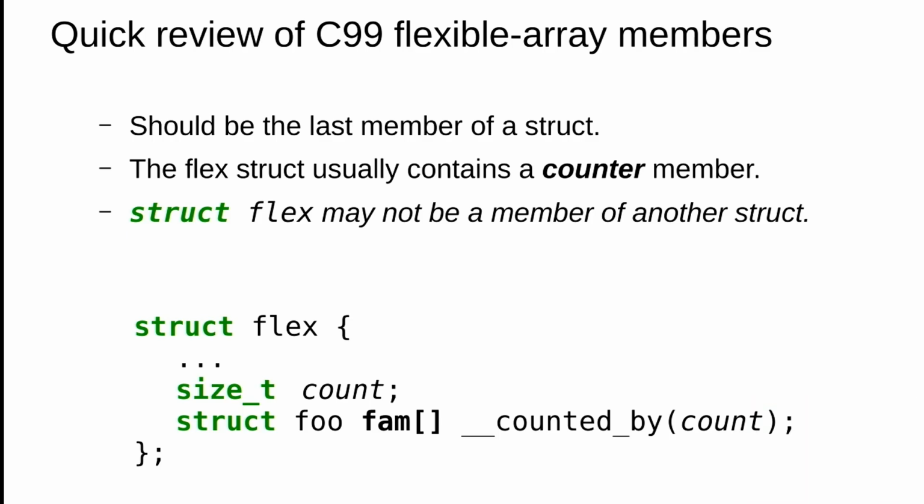Lastly, in Clang 18, which is the latest version of Clang, a new attribute was released, the counted_by attribute. This attribute is actually coming in GCC 15. It's under development in GCC.